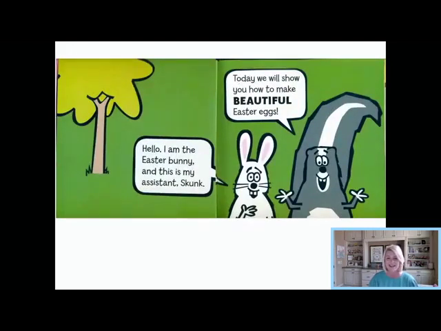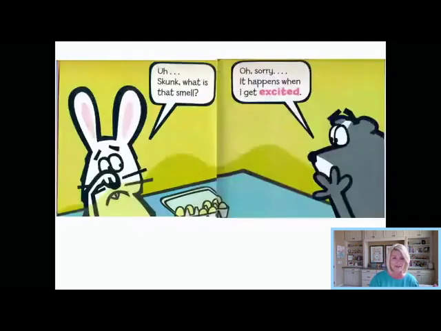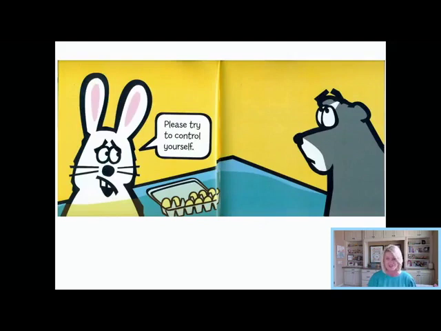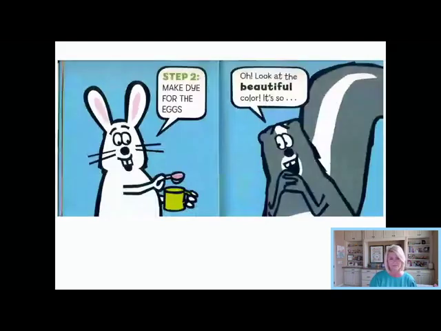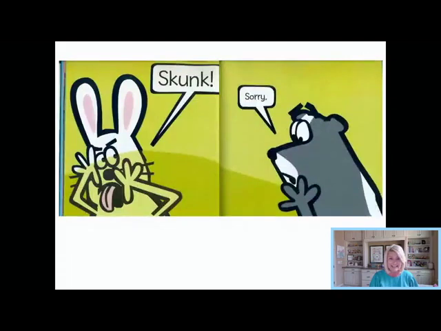Hello, I am the Easter Bunny, and this is my assistant, Skunk. Today, we will show you how to make beautiful Easter eggs. Step 1, hard-boil the eggs. I'm so excited. Skunk, what is that smell? Oh, sorry. It happens when I get excited. Please try to control yourself. Step 2, make dye for the eggs. Oh, look at the beautiful color. It's so exciting. Skunk! Sorry.